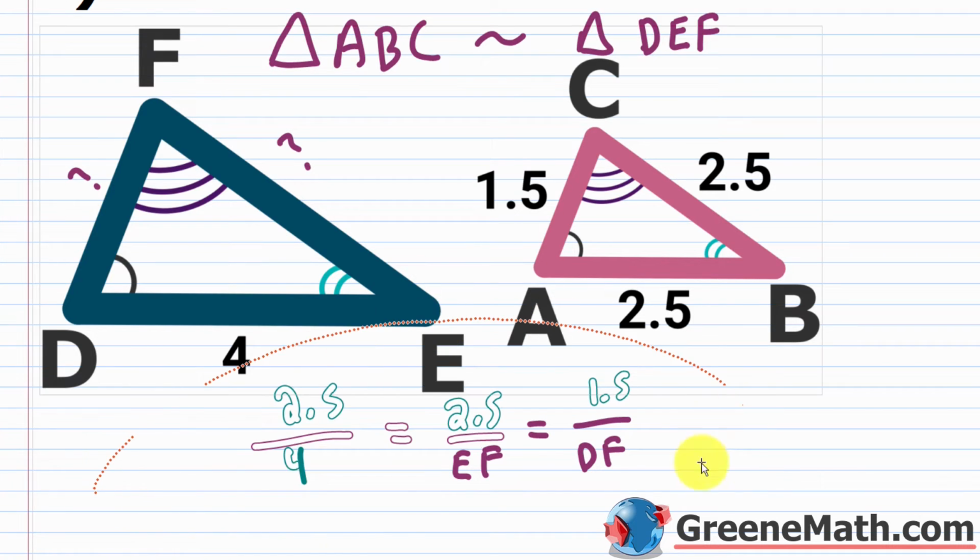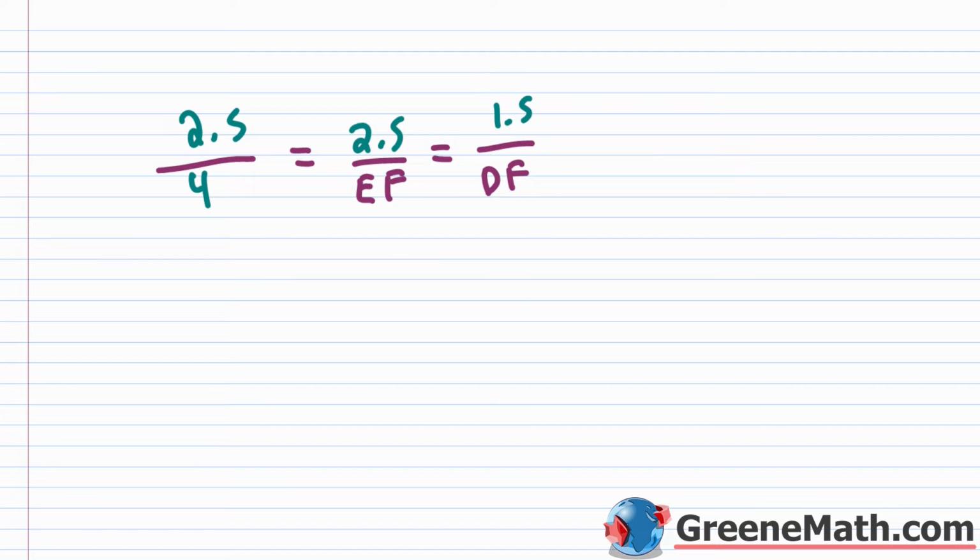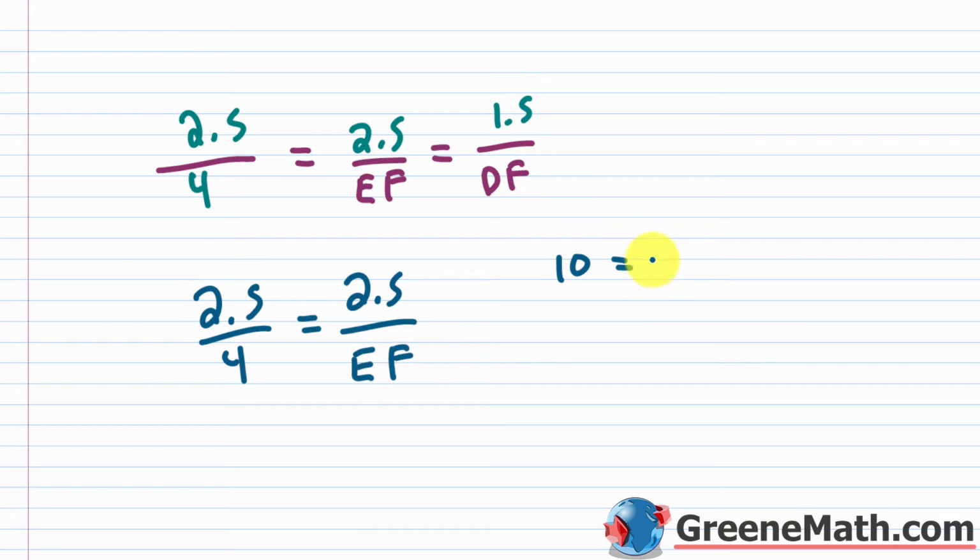Okay, so let me grab this, and we can paste this in here. Now you're just going to work on one at a time. You take this one and set it equal to this one, and then take this one and set it equal to this one. So let's start with 2.5 over 4 is equal to 2.5 over EF. If you have the same numerator here, then obviously the denominator has to be the same for these to be equal. But you can, again, cross multiply if you want. 4 times 2.5 would be 10, and this equals your EF, the length of that side EF, times this 2.5.